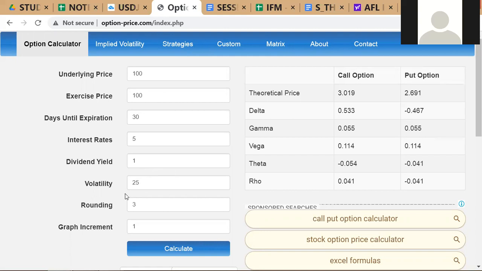Eyeball is a different thing. Eyeball is the vol input in the OVM that will give you a theoretical price equal to the market price. Okay? So eyeball is not a sensitivity measure. It is basically the particular vol input which creates a model output which is equal to the market price.